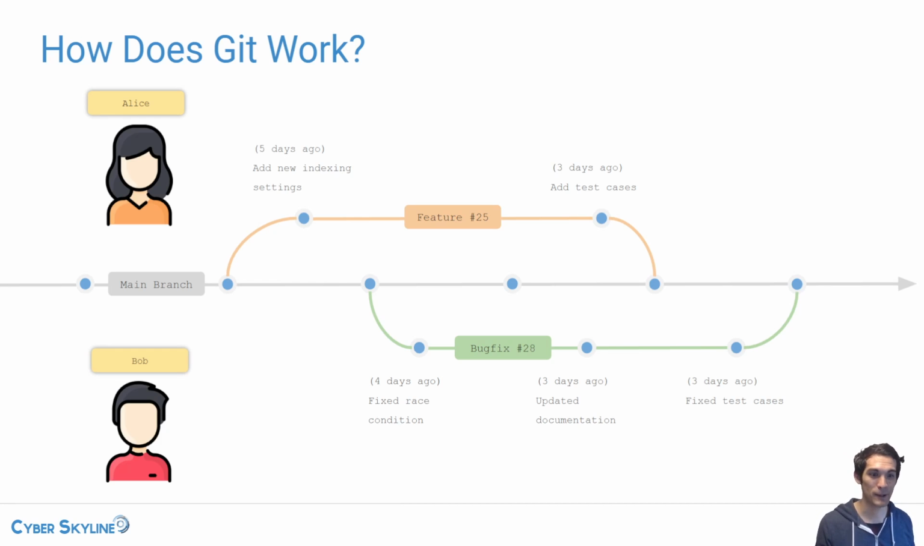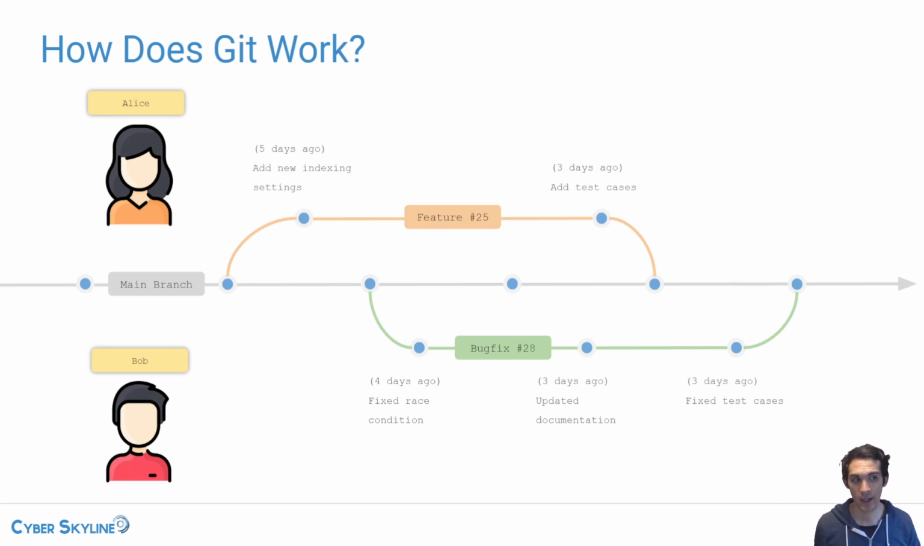And so what ends up happening here is that Alice's changes have to be reconciled with Bob's changes, as well as Bob needs to reconcile any other changes from these blue dots on the gray line when he goes to merge in his branch back into the main branch. So this is just a quick diagram to show how it works.